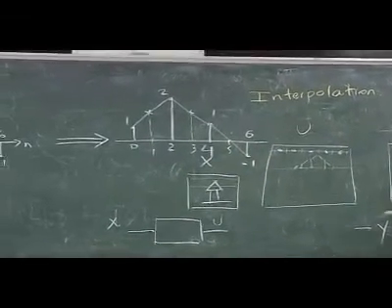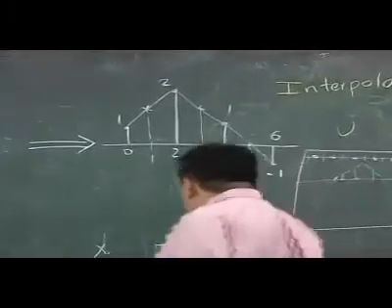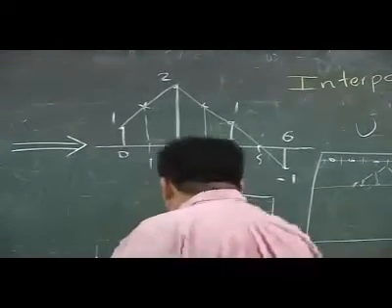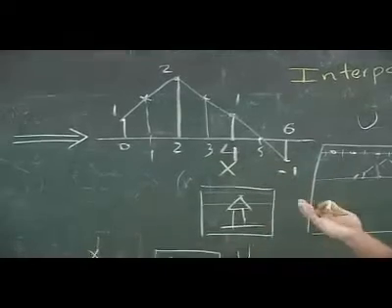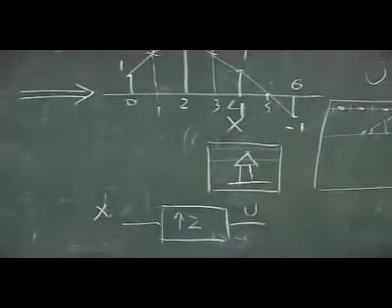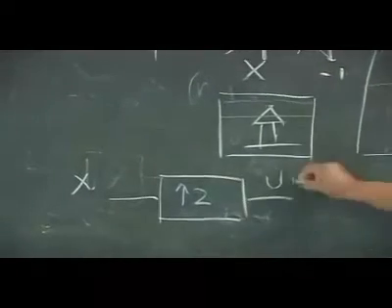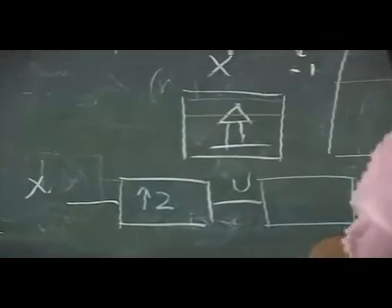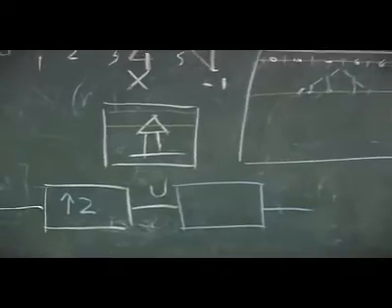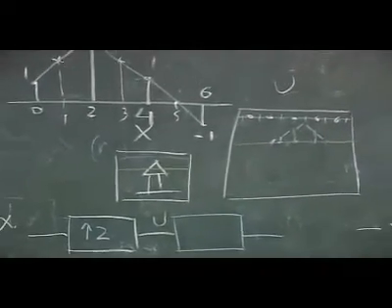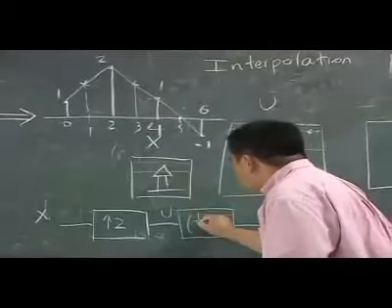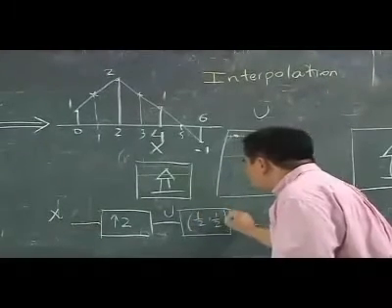Okay? So can we operation again? So here would be up by two, right? In both directions. To simplify, I'm going to look at only one direction right now. Okay? And what is the next operation here? Average filter. So this could be one half, one half.